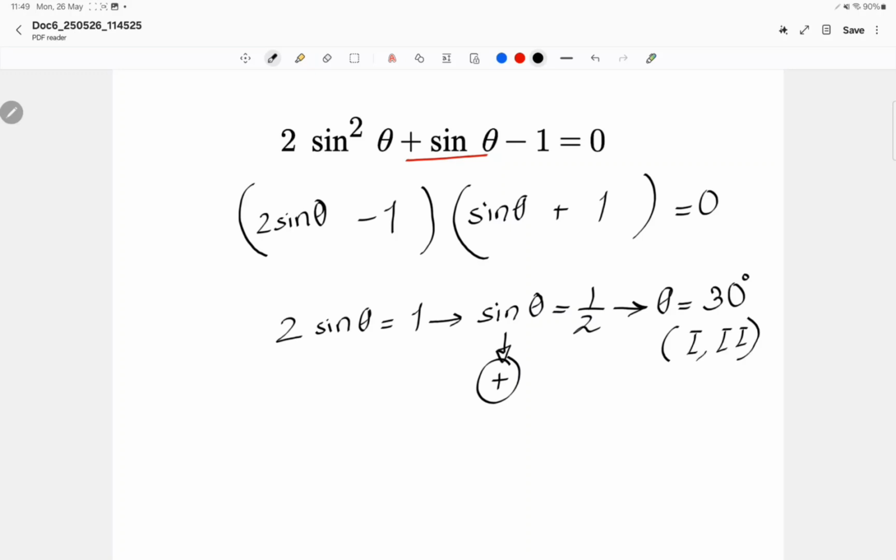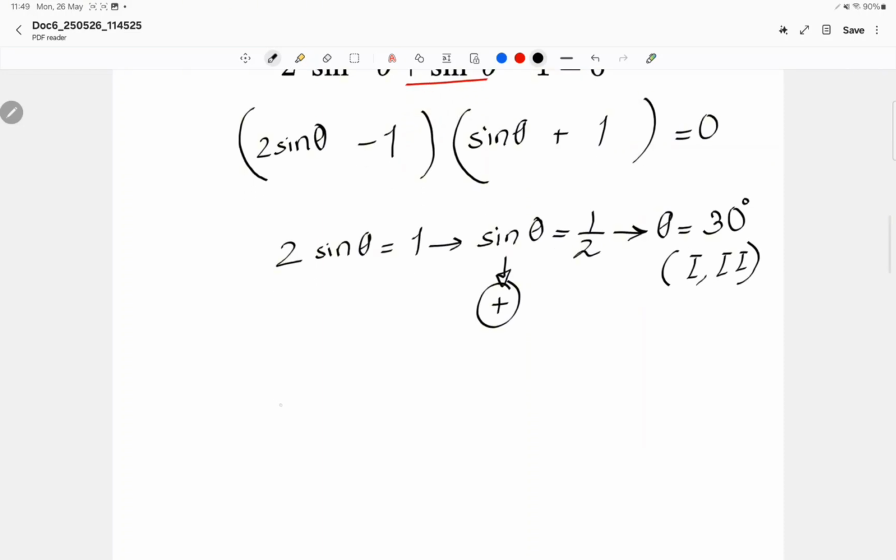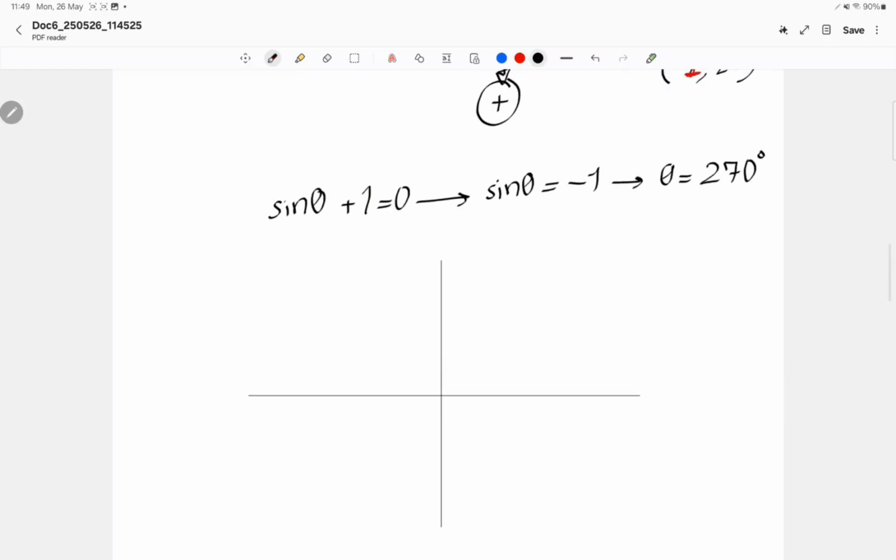We'll talk about that. For the second bracket, we have sine theta plus 1 is equal 0. That means that sine theta is equal to minus 1. So theta is equal to 270 degrees. Now, we talked about the first quadrant where the angle is 30, but how about the second quadrant? Let me bring up for you the XY coordinate. Okay, so here we go.